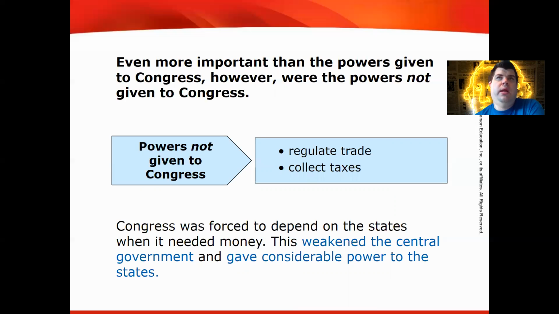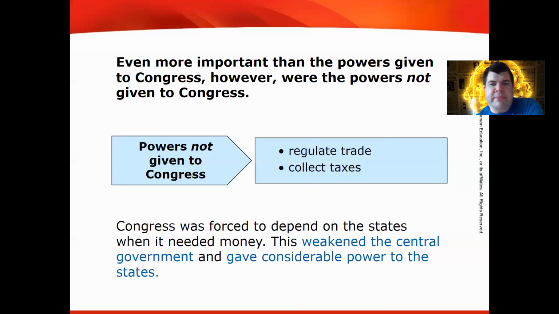That was part of states' rights. That attitude doesn't really disappear until the 20th century. But powers that are not given to Congress: they can't regulate trade between the states. Importantly, they can't collect taxes. They can create taxes, but they have no mechanism to collect them.